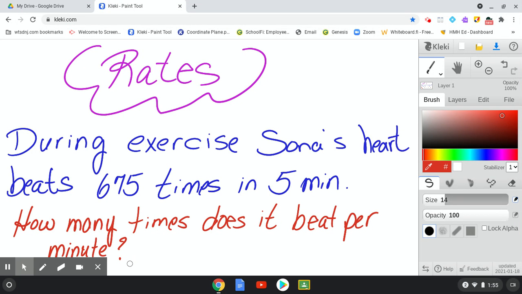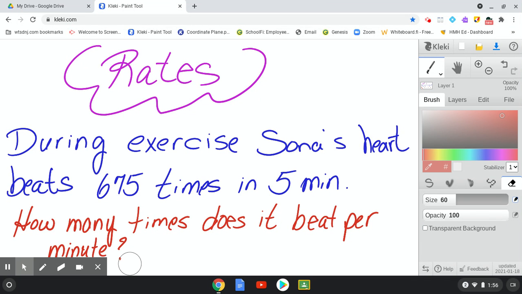So when we find unit rate, it means we want to find whatever unit we're talking about per one of them. So here we are talking about minutes, that is our unit, and we want to know how many times it beats in 1 minute. So whenever we're talking unit rate, the unit rate means per one of whatever we're talking about. And here we're talking about minutes. So if we know that her heart beats 675 times in 5 minutes, in order to figure out how many times it beats every 1 minute, we would just take the 675 and divide it by 5.